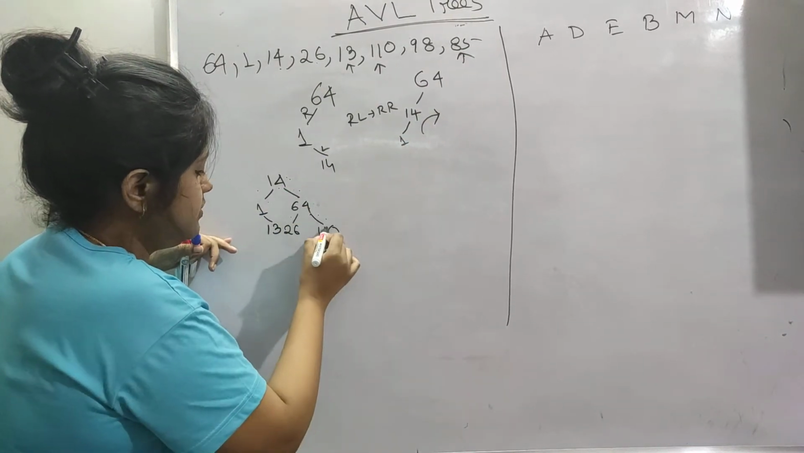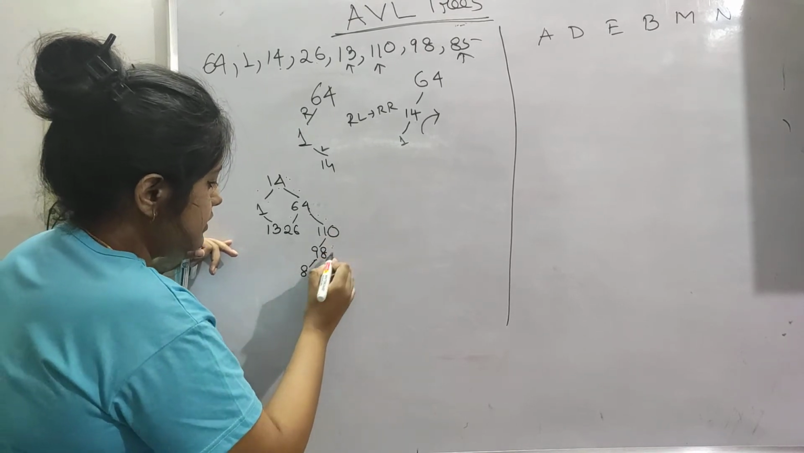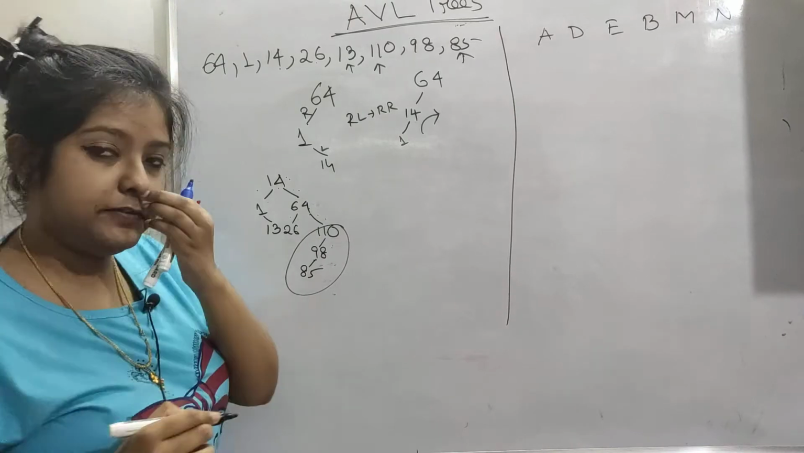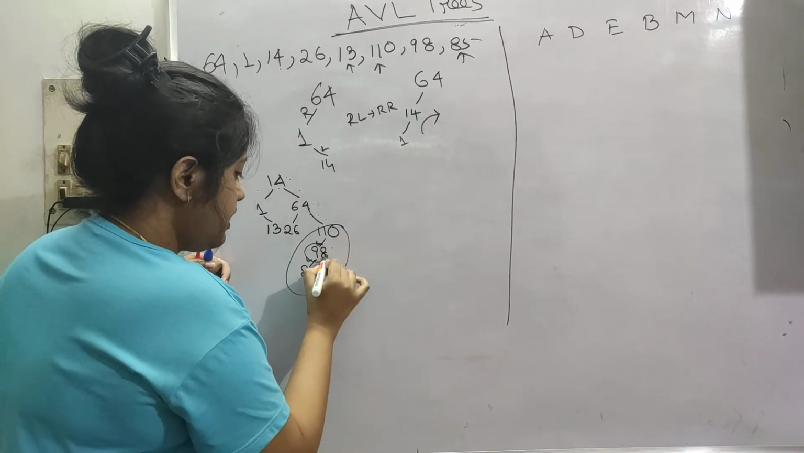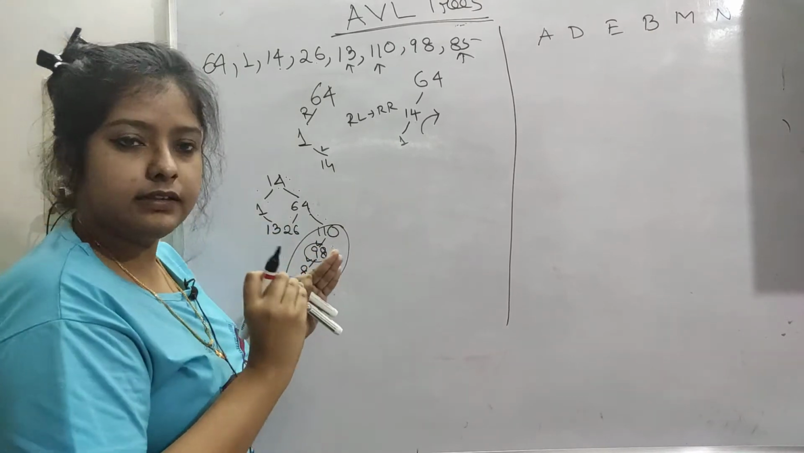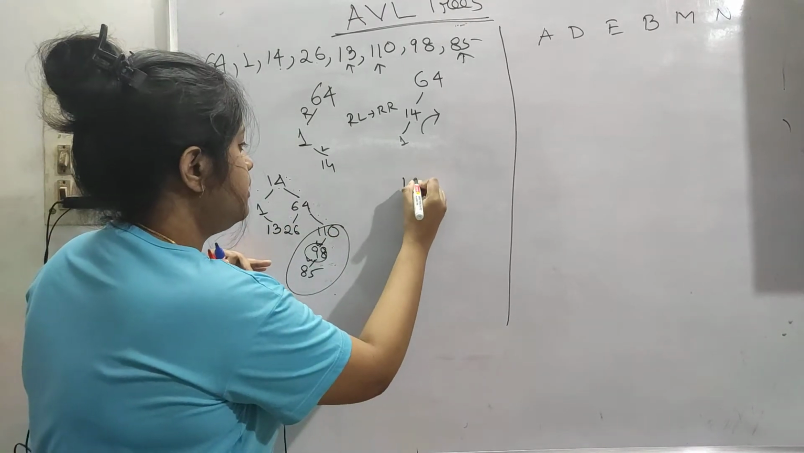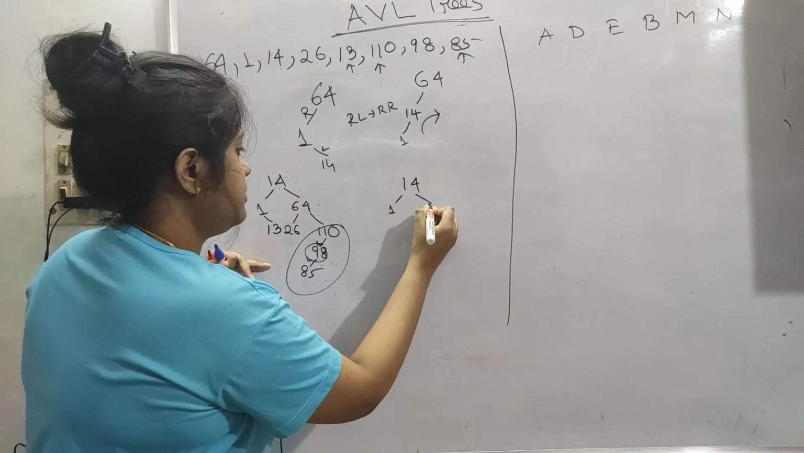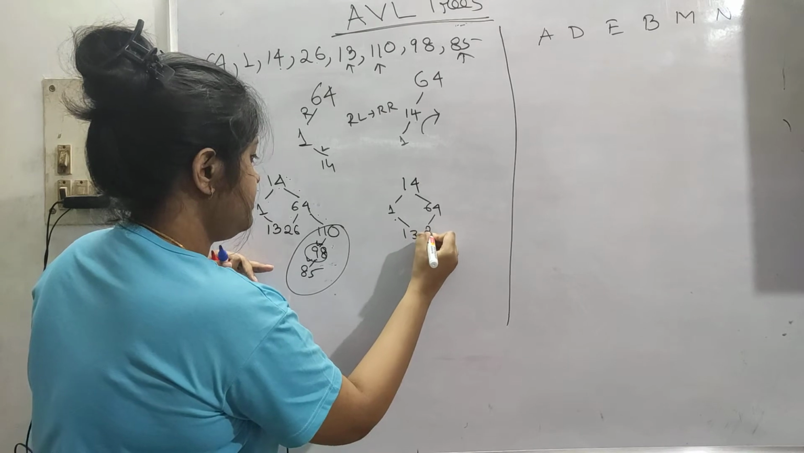Now let's see our next, 85. 85 is greater than 64, less than 110, less than 98. So see, this is our left dependency. So this is not balanced. We have to make it balanced. Take the second node, the middle node, and move it. So 14, 1, 64 is here, 13 is here, 26 is here.